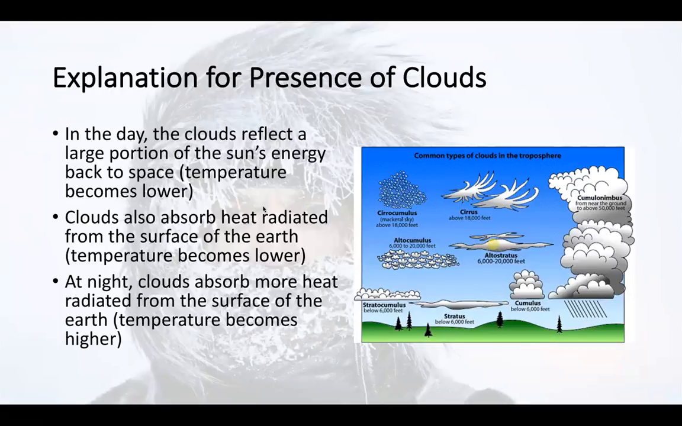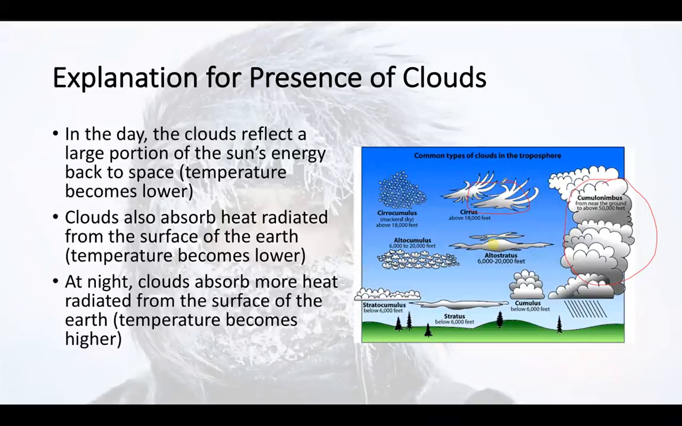First things first, when you have clouds, and over here on the right side, you will notice the different types of clouds. Sometimes you see the very large rain clouds. This is called our cumulonimbus clouds. Most of the time, if it's not about to rain, you will see some cirrus clouds, which are just small little wispy clouds in the sky. In the daytime, all these clouds reflect a large portion of the sun's energy back to space. So the temperature becomes lower.